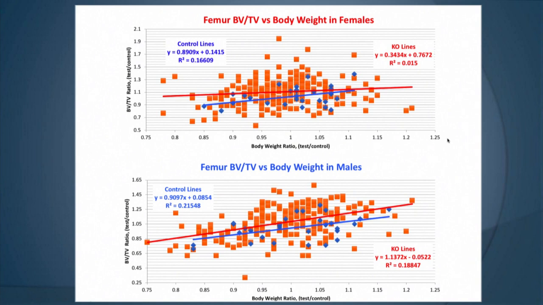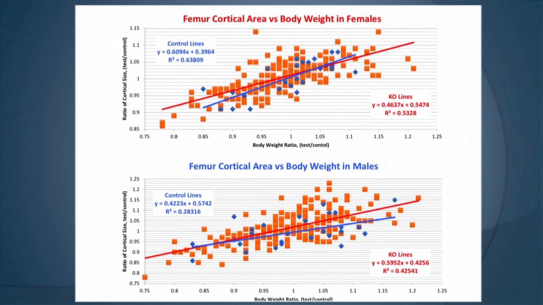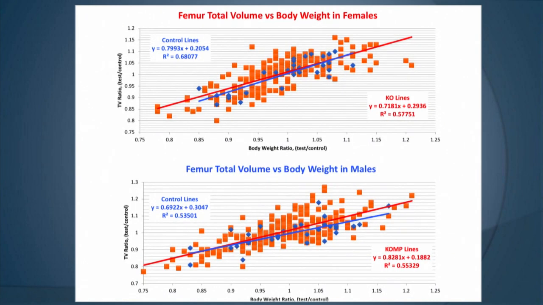And one of the things that we learned early on, looking at the data at the end of the time, is that if we plot fractional increase or decrease in body weight against fractional increase or decrease in BVTV, trabecular density, there really was a very poor correlation. There really was no relationship at all between trabecular bone and body weight. But if you looked at the cortical size, how thick the cortices are, and more importantly, even how large the bones are, there's a very strong relationship between body size and bone size.